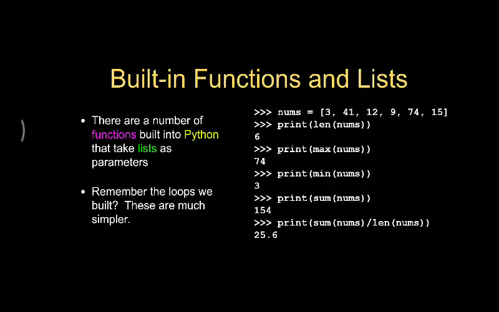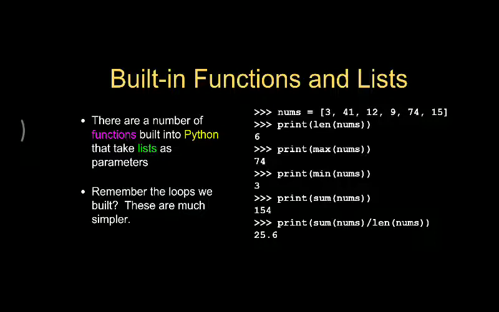Built-in functions and lists. There are a number of functions built into Python that take lists as parameters. So there is one example: nums equals 3, 41, 12, 9, 74, 15. Print length of nums will give you the total number of elements in the list called nums. Print max of nums will give you the maximum element in the list, which is 74 here. Min of nums gives the minimum element from the list, which is 3.